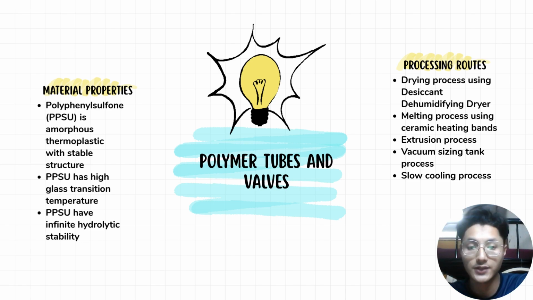For the processing route, first is the drying process using a desiccant dehumidifying dryer. This is because we want to ensure that there is no moisture inside the polymer. Then is the melting process using a ceramic heating band. Thirdly, the extrusion process. So PPSU will enter the die shape to produce a long tube. Then the vacuum sizing tank process, in which we apply negative pressure inside the inner diameter. And lastly is the slow cooling process.